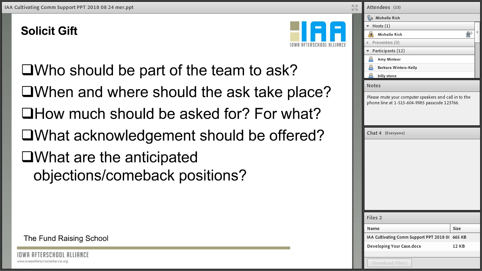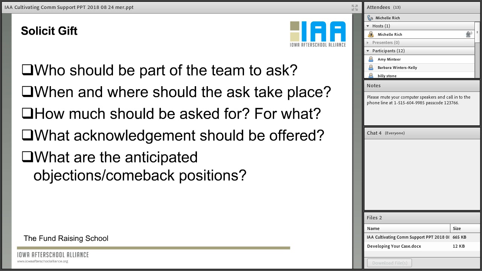And then, what are the anticipated objections or comeback positions? There is the chance that they could say no to you, and for a variety of reasons. So think those through and make sure that you have a response lined up for what they say. My biggest advice here is to practice these out loud with someone from your team or your advisory council to make sure that you can anticipate what the conversation will look like. Have them play the role of the donor or the community partner, so you're comfortable and can predict what the conversation might look like.